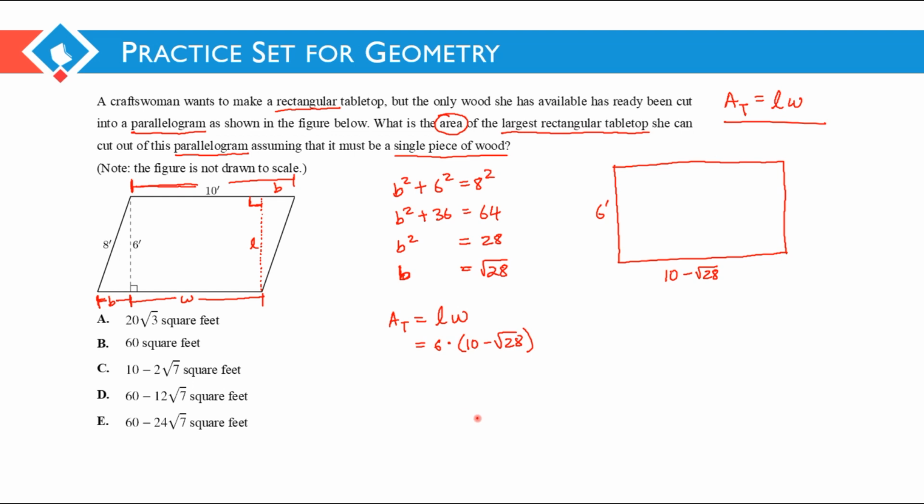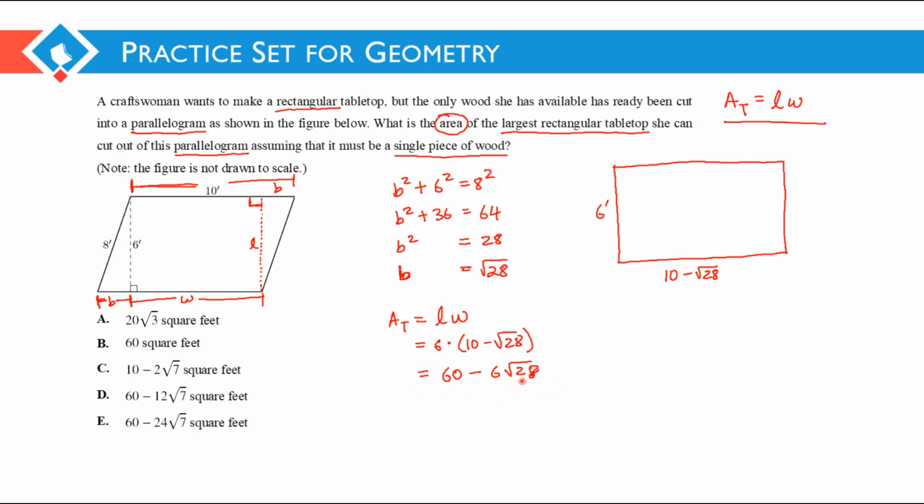And we can do this by distribution. So 6 times 10 is equal to 60 minus 6 square root of 28. Does our answer look like any one of these? Do any of our choices look like the answer that we just got? It does not, so we're going to have to simplify a little bit.